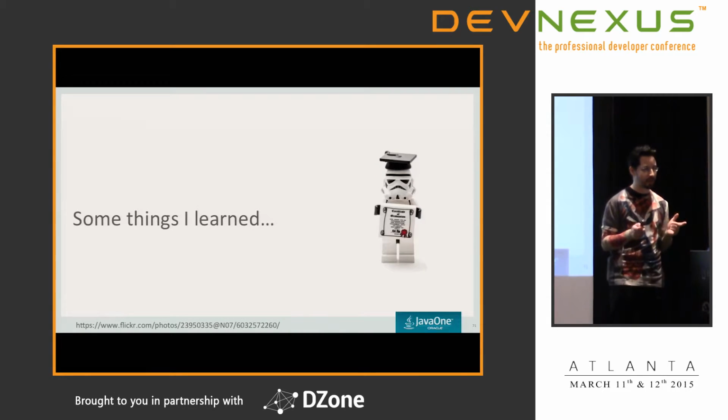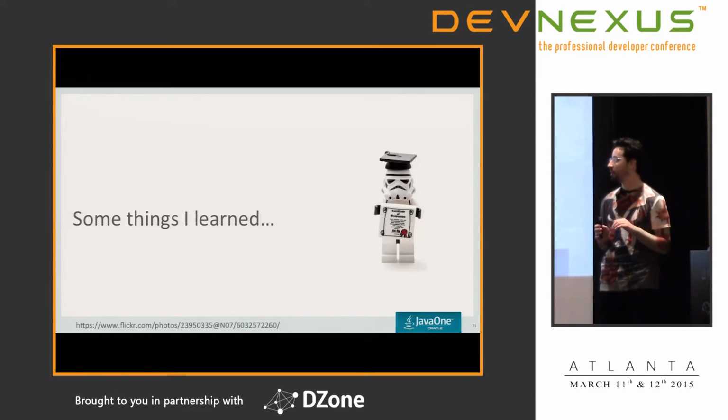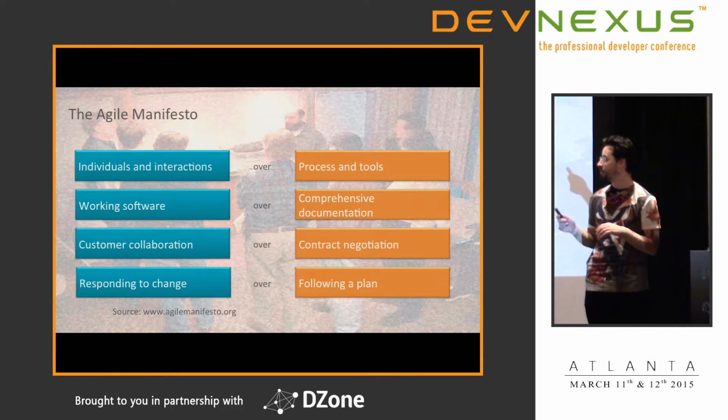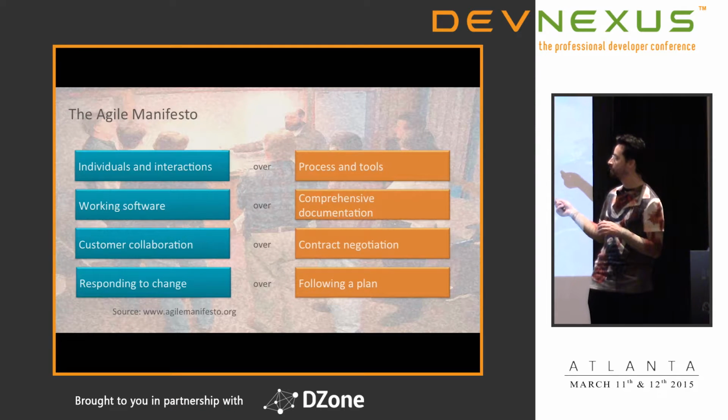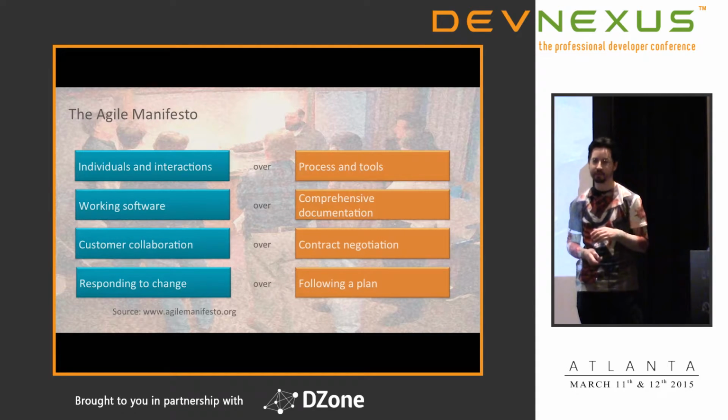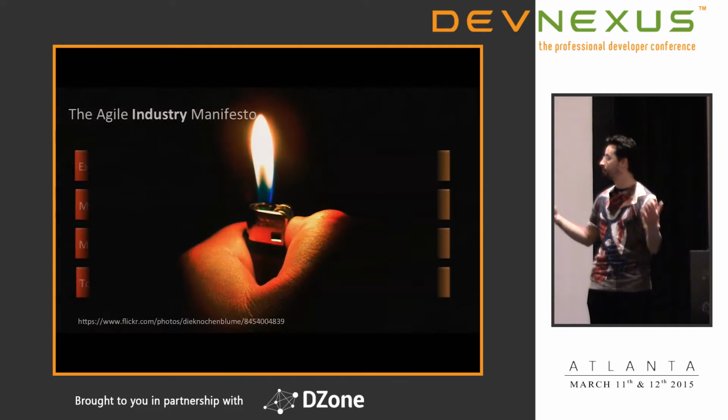All right, so some of the things which I learned, and hopefully some of this can be helpful to you guys in your teams. You're all probably familiar with the Agile Manifesto, right? Good stuff. Individuals and interactions over process and tools, working software over documentation. Talk to your customers, don't just do contract negotiation, and respond to change. So, you know, that's that.